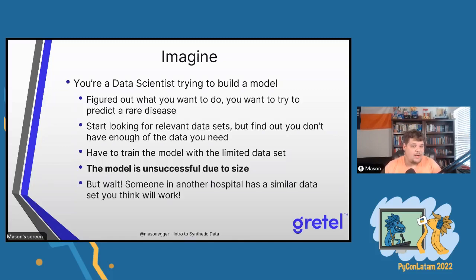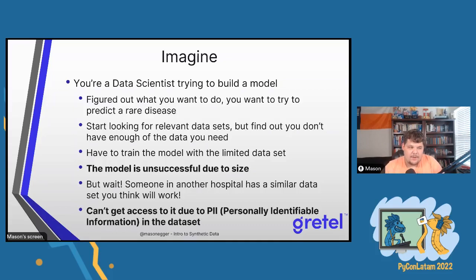But wait, someone in another hospital has a similar data set that you think might work. They have a whole set list of this, and they're willing to share it with you. But as soon as you start going into it, you can't get access to it because it has personally identifiable information in the data, and there's laws against giving this to each other. And what originally we were hoping to be able to accomplish kind of got dashed because of just policies and laws in the way of stopping you from being able to share this data.